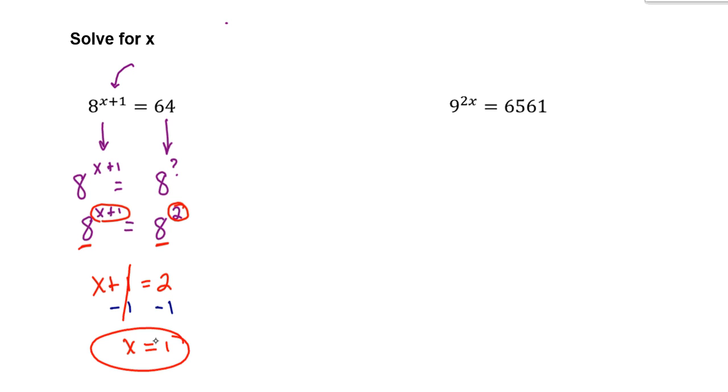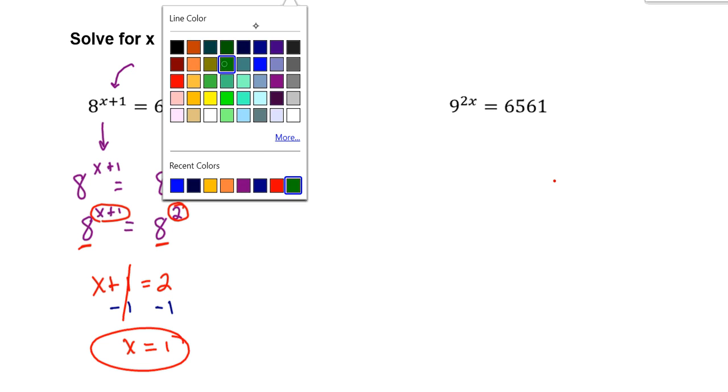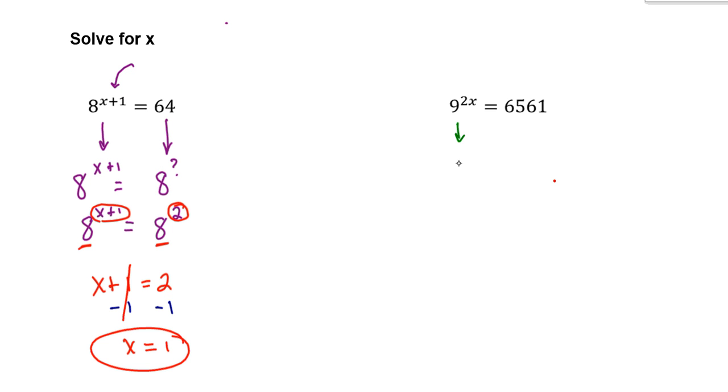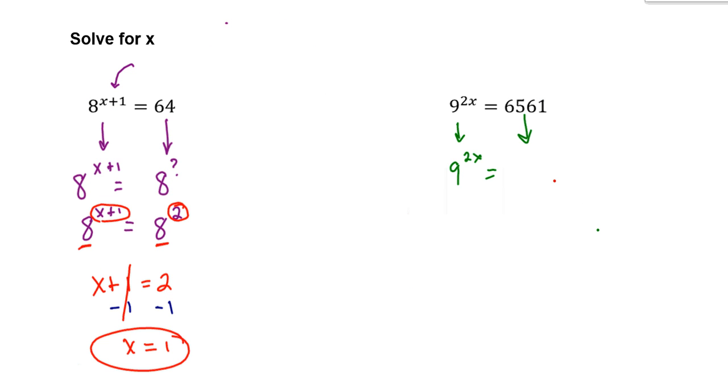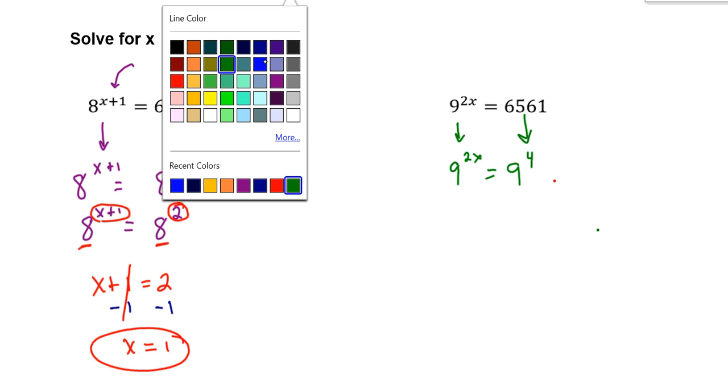So it doesn't matter what's up in that power. The process is still the same. We just have to make a match. Okay, let's try this one. We've got 9 to something equals 6561. Can I turn 6561 into 9 to a power? Well, let's go back to our handy dandy table. Looking in the 9's column, looks like it's to the 4th power. Right, so 9 to the 4th power. Bases are the same.